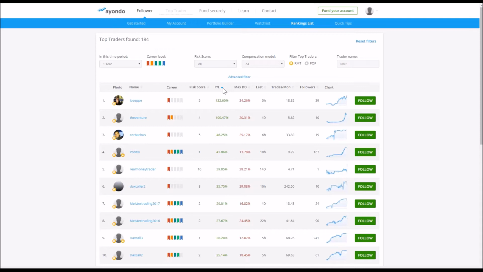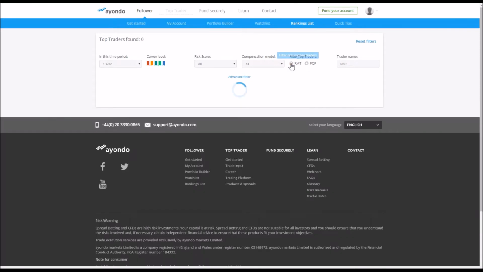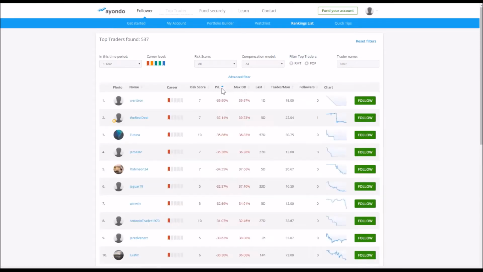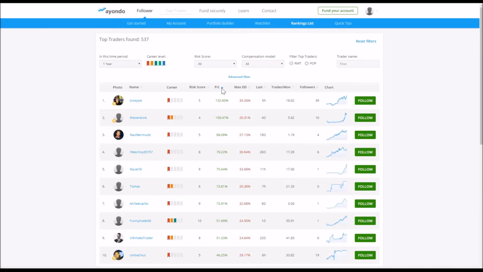Let me just switch that off for a second and I'll explain what I'm doing afterwards. So we'll sort by P&L. The best performer over the last 12 months is this person called Giuseppe, who has turned in a 132% return over the last 12 months. That's more than doubled the account, which is a pretty impressive performance. Number 2 is the Venture, who has turned in just over 100%. So double the account there. And then Raul Bermudo, Peter Lloyd.